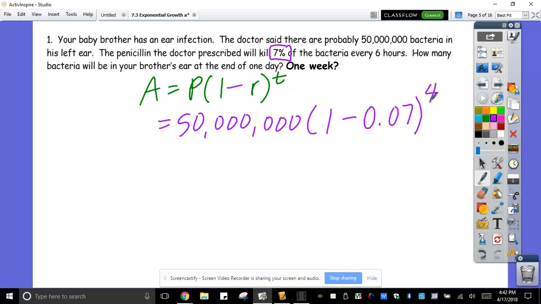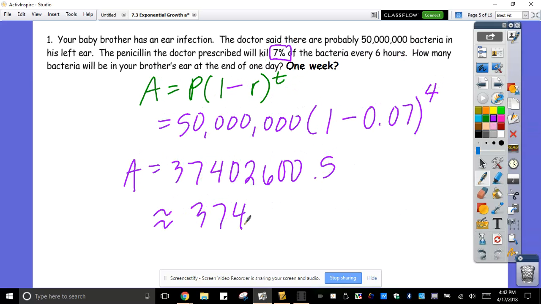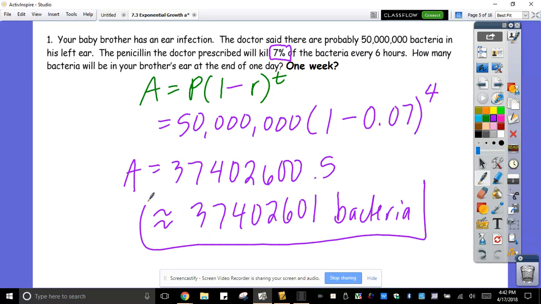And if we apply our calculator, we just have to be very careful. 50 million times 0.93, because 1 minus 0.07, to the fourth power, and that gives me 37,402,600.5, or you can say approximately 37,402,601 bacteria after one day. Okay.